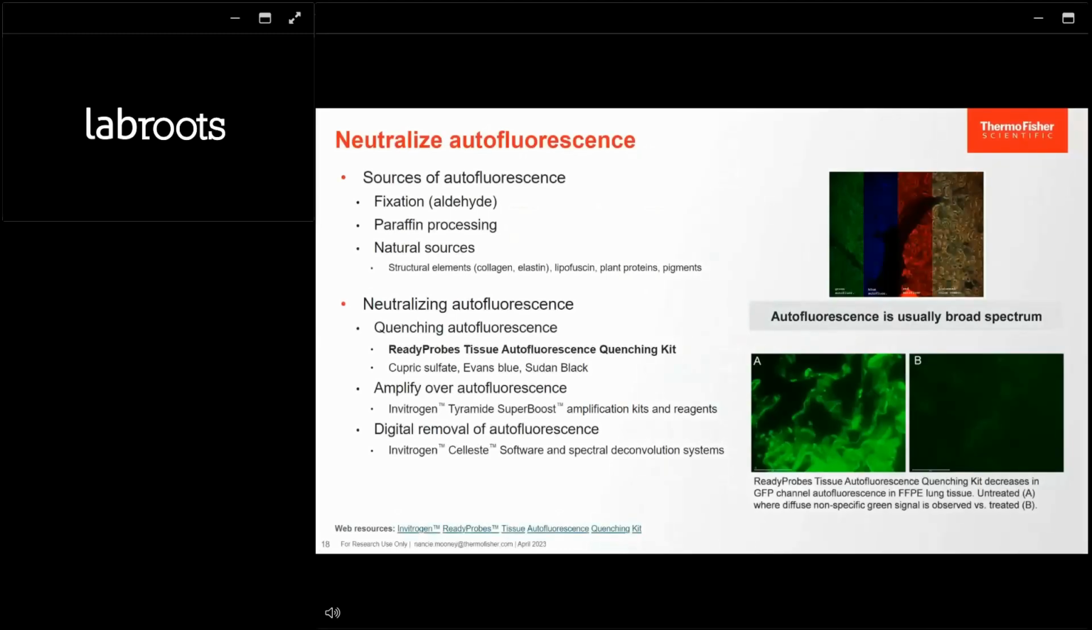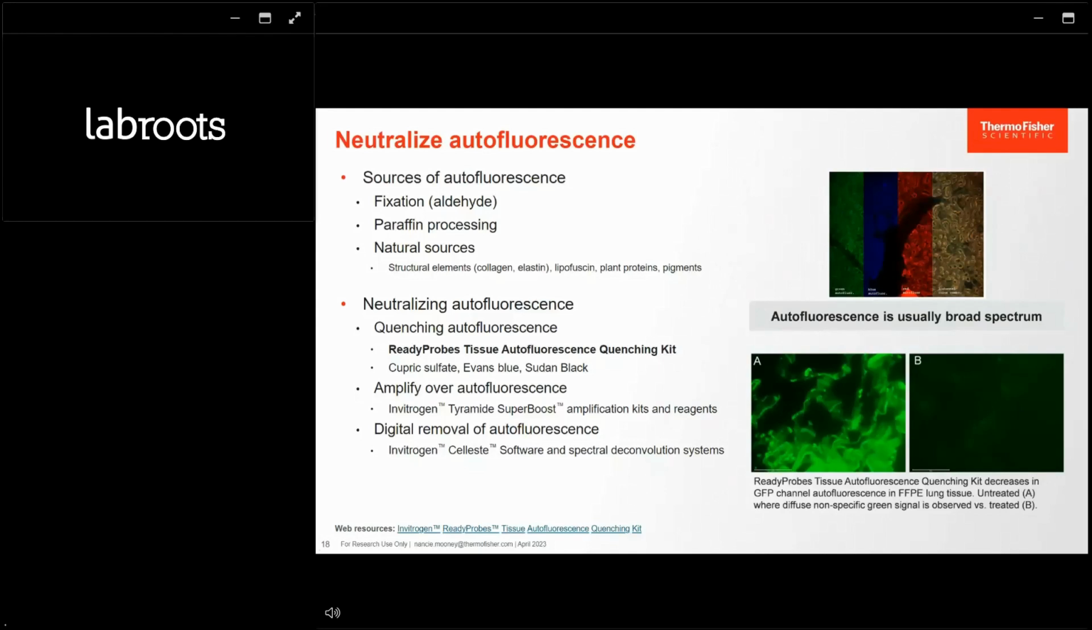If you're doing any kind of detecting in a fluorescence channel, you really need to consider the autofluorescence. There are many sources of autofluorescence, including the fixation methods, if you've used glutaraldehyde, but even just normal FFPE with paraffin can cause an increase in autofluorescence. There are also many natural sources, structural elements like collagen or any repeating element in the extracellular matrix. There's also plant proteins, pigments, red blood cells. All of these can cause autofluorescence that increases the amount of background fluorescence, making your true signal harder to detect.